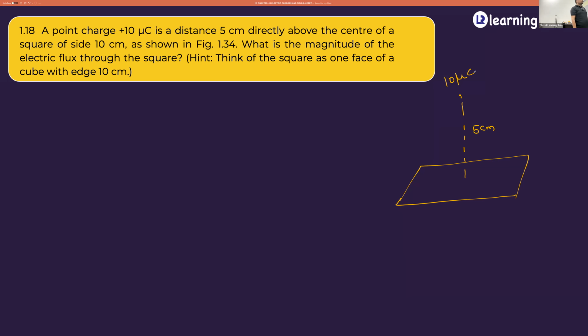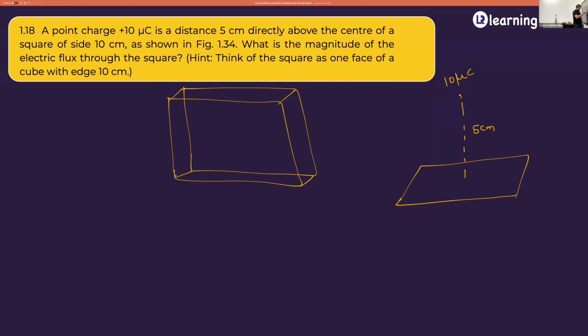So what we can do in this scenario is, since it's not completely forming a closed surface, we can imagine that this charge was placed inside a cube like this, where this bottom side is what the square is. And this 5 centimeter is exactly the center of this cube. So what should be the length of this cube? The length of the cube should be 10 centimeters. So we need to consider a Gaussian surface whose shape is a cube of side 10 centimeter. Right? When you consider this kind of a situation, then what is going to be the flux through this square?